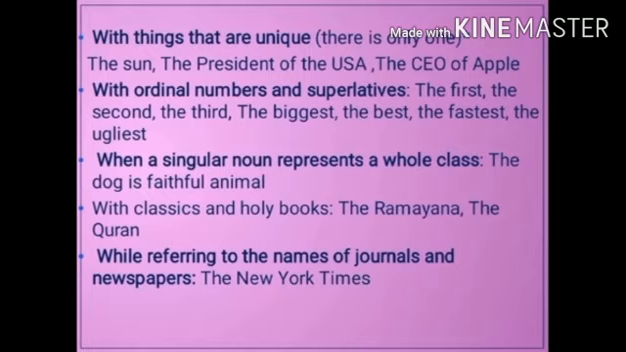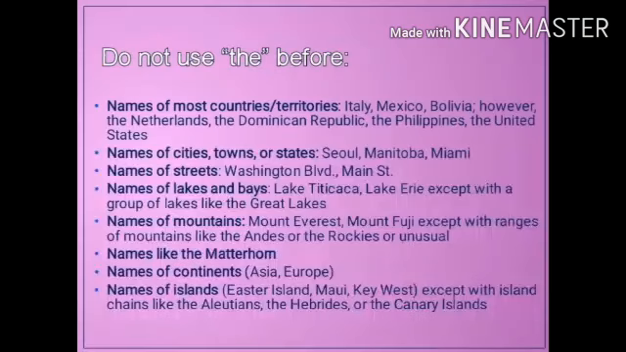With ordinal numbers and superlatives. Ordinal numbers are spelled numbers like the 10th, the 11th, and superlatives are the third form of adjectives like the biggest, the baddest, etc. When a singular noun represents the whole class, like the dog is a faithful animal. This sentence is representing the whole species, or the fox is a clever animal. It is the same as the last sentence, representing the whole species. With holy books like the Quran, the Bible, while referring to names of journals and newspapers like the Dawn, the New York Times, etc.